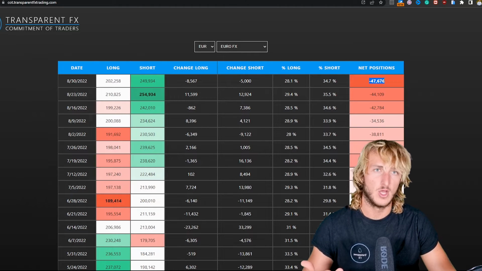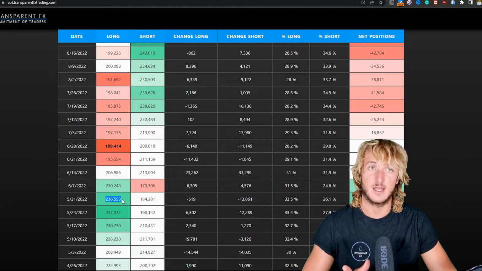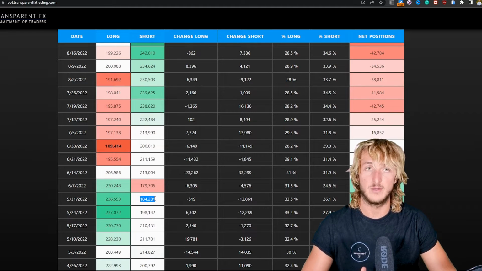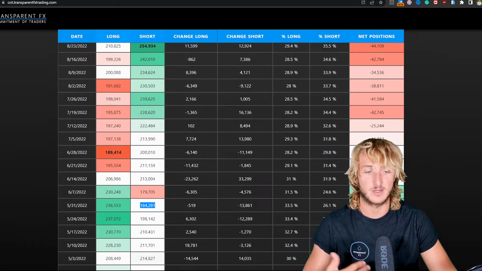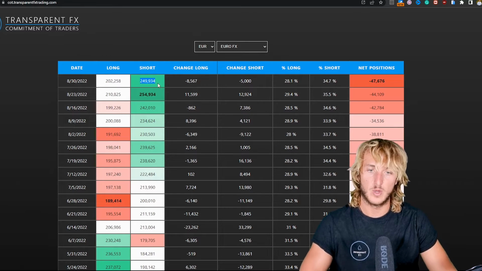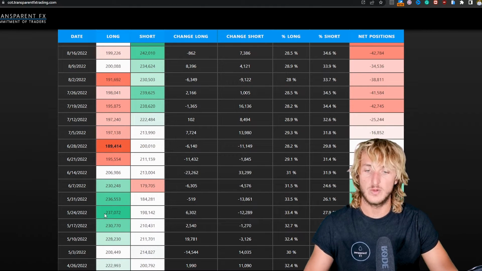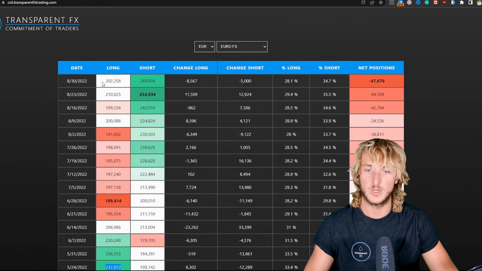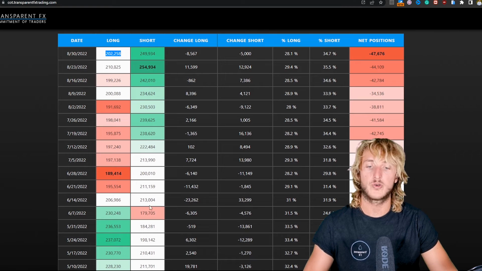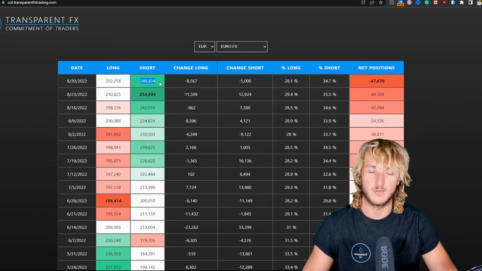What this means is that we went from having way more longs than shorts. In fact, here we had 236k longs compared to only 184k shorts from an institutional perspective, all the way down to having the opposite, more shorts than longs, with 249k shorts and 202k longs. So longs got decreased from 237k all the way down to 202k, while shorts got increased from 179k to 249k.